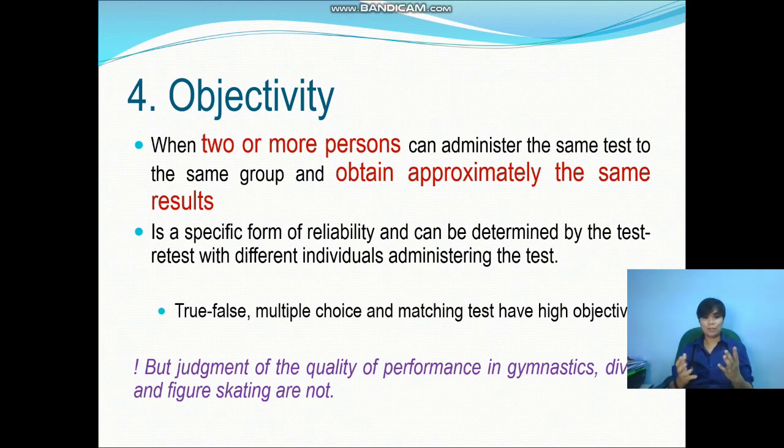But in caution, the quality performance of gymnasts, diving, and figure skating are not objective, but the judges are still giving the judgment by using figures 0 until 10. That is why more than one judge is needed to assess gymnastics, diving, and figure skating, because it tries to meet the objectivity of that sport.